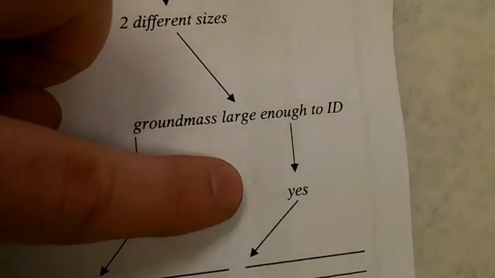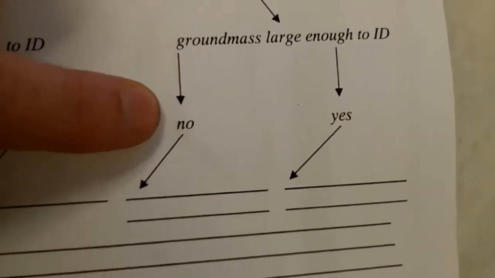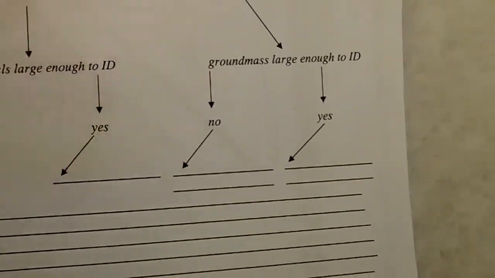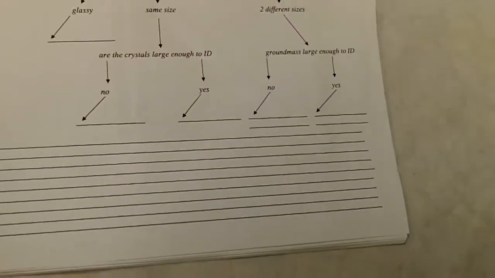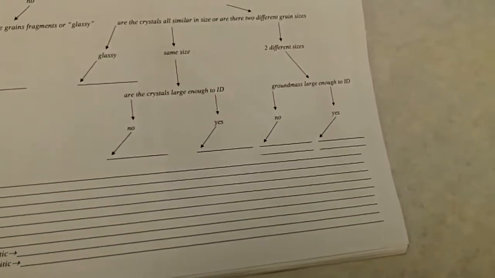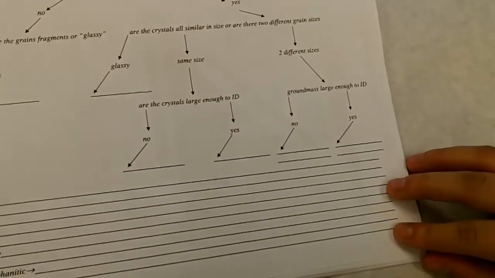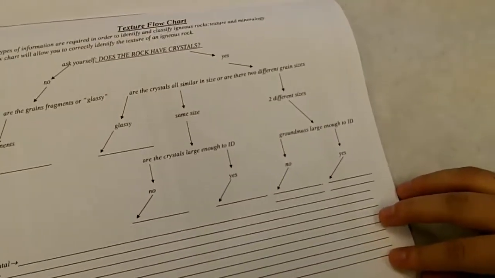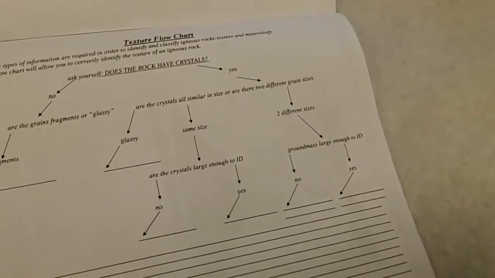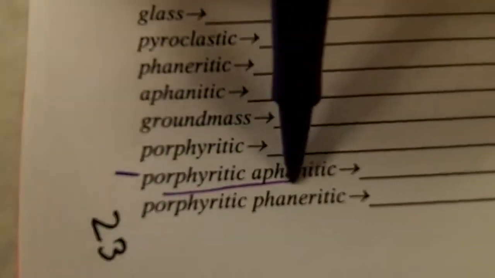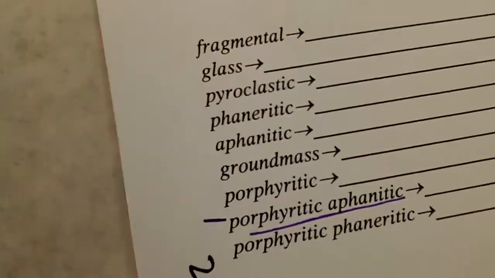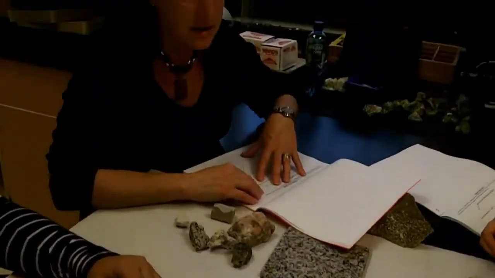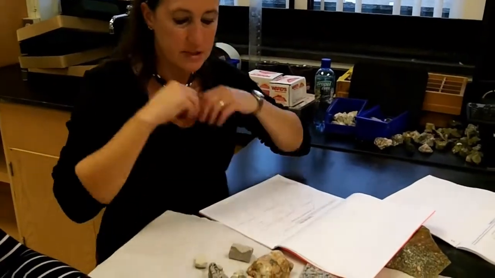The answer is no. So we're going to identify the texture of this rock as something that we're going to call porphyritic, meaning it has two different crystal sizes, and aphanitic. And we'll talk about the specific definition of that when we get to the next segment. So for right now, we're learning how to use the flowchart. But for right now, porphyritic and aphanitic. That means we have two different crystal sizes. The phenocrysts are the large ones, and the ground mass is too small to identify. Okay? Let's put that one aside.